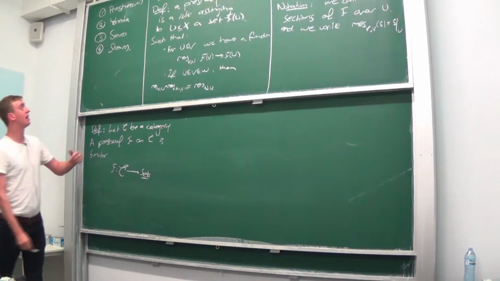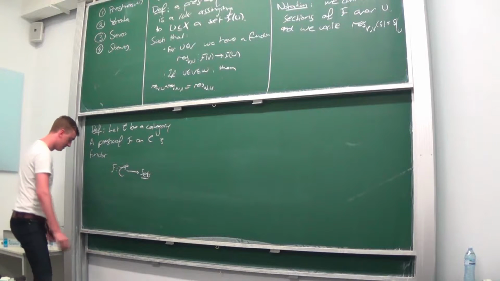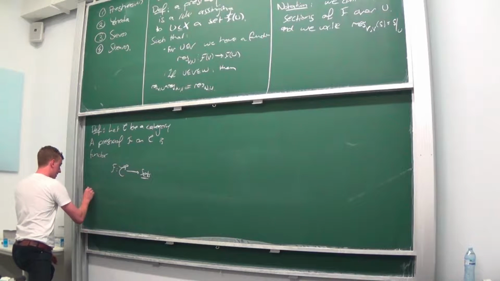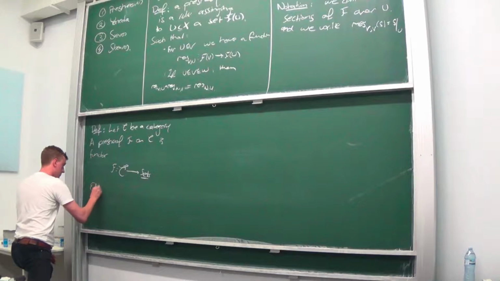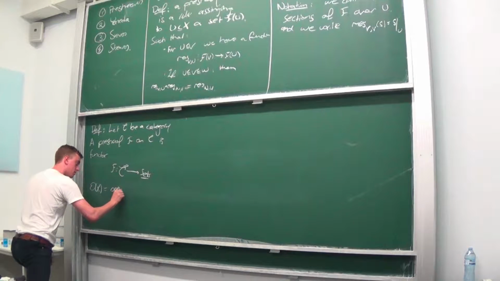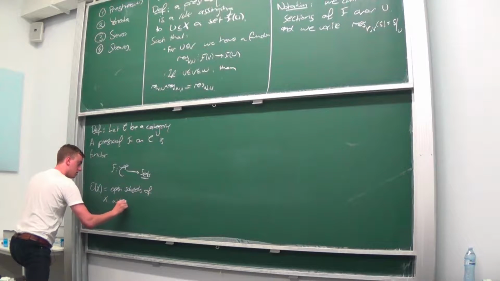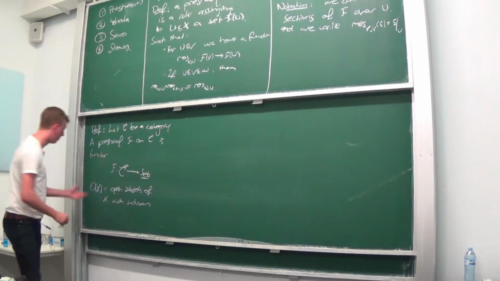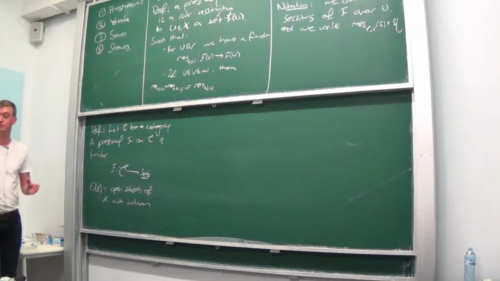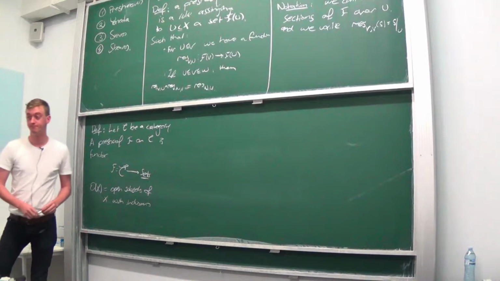Okay, and we can actually recover the definition on the topological space by considering the category O(X), the poset of open subsets of X with inclusions. Then this definition will recover the classical definition in that way.